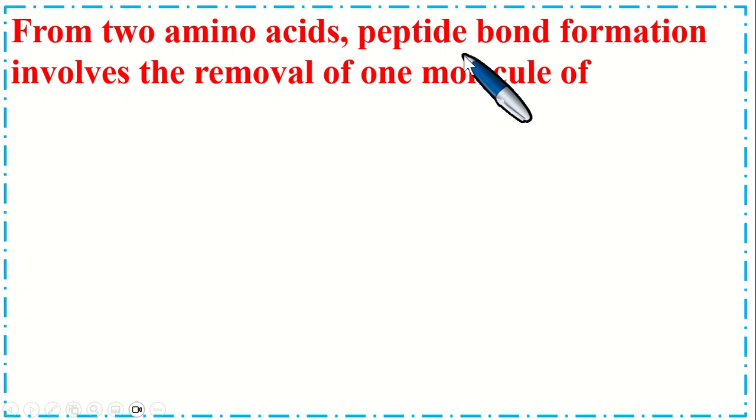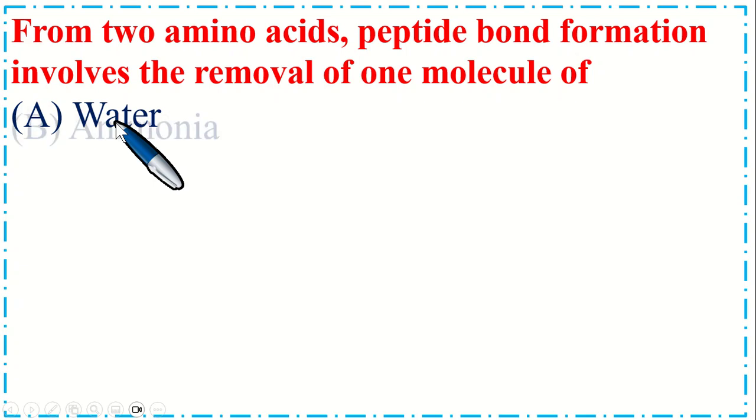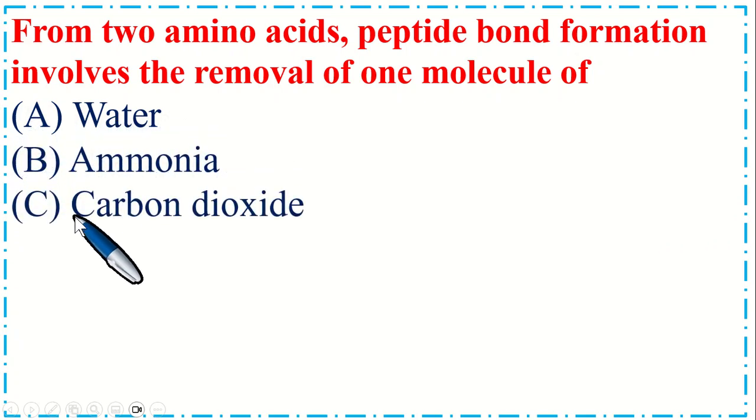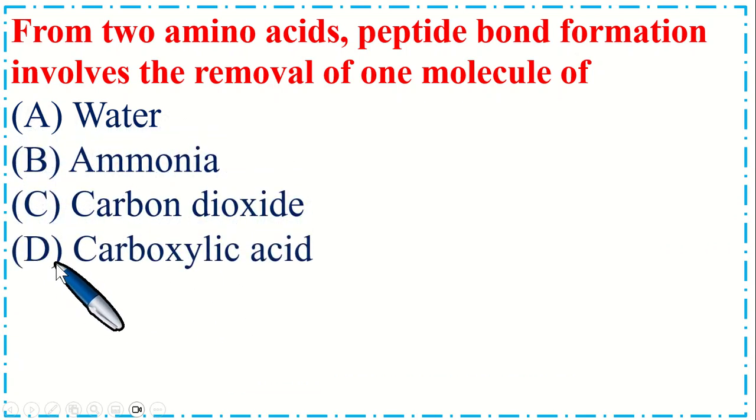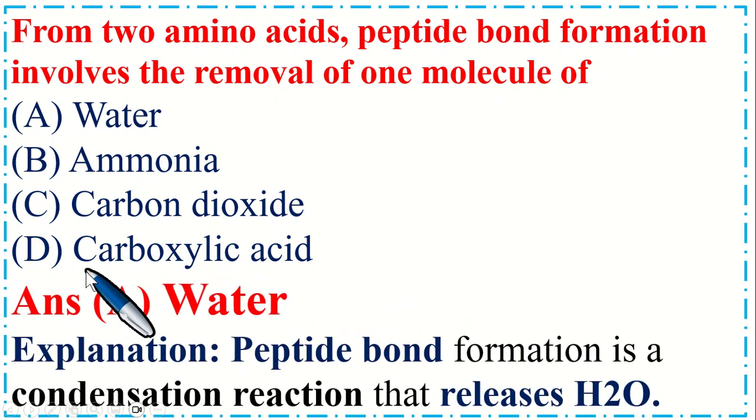From two amino acids, peptide bond formation involves the removal of one molecule. Is it option A water, B ammonia, C carbon dioxide, or option D carboxylic acid? So the correct option is A water. Peptide bond formation is a condensation reaction that releases H2O.